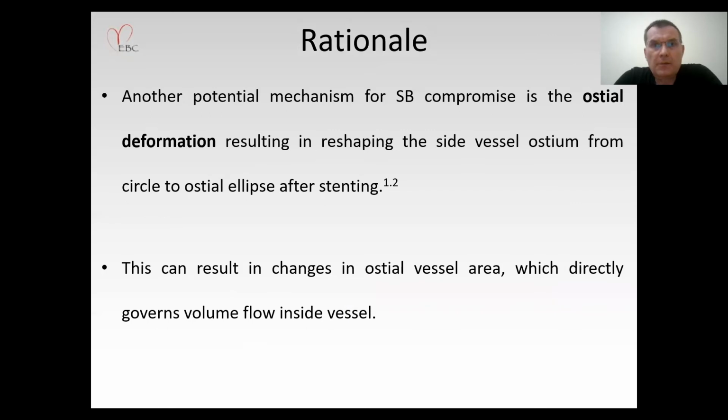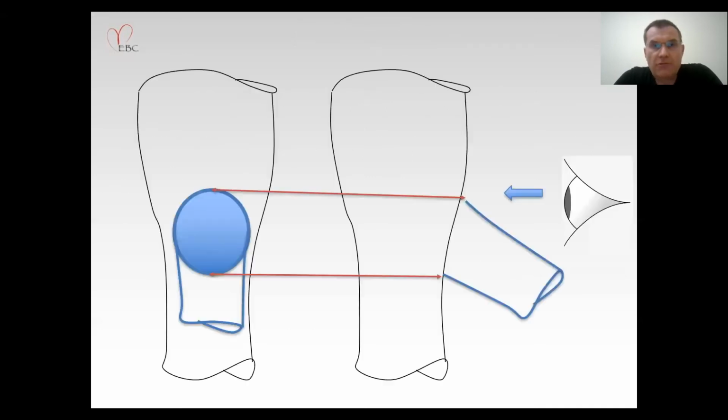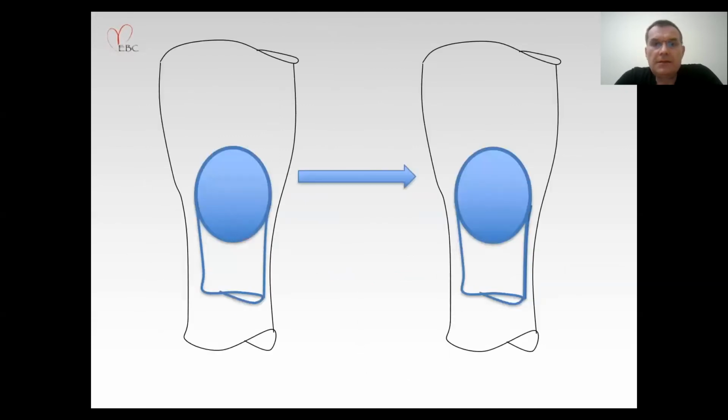We propose a potential mechanism of side branch compromise that is ostial deformation, resulting in reshaping of the side branch vessel ostium from circular to an ostial ellipse after stenting, and this changes the ostial vessel area, which as a consequence changes the volume flow in the side branch. In this cartoon, we demonstrated the possible changes with stenting.